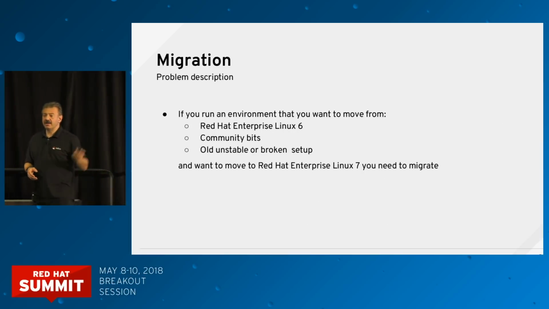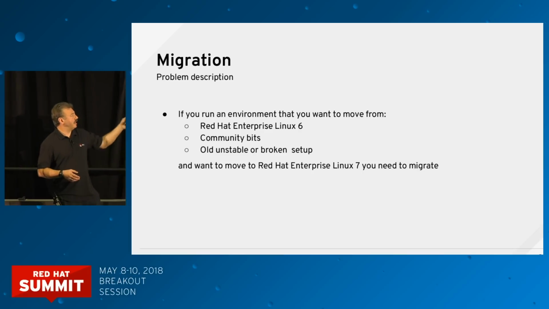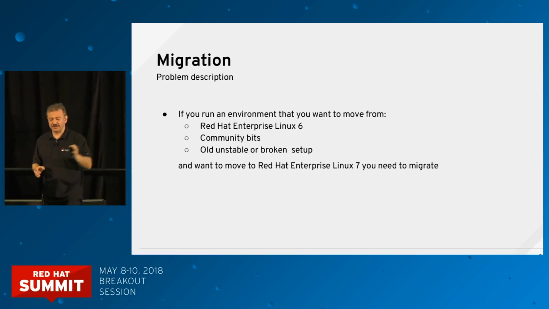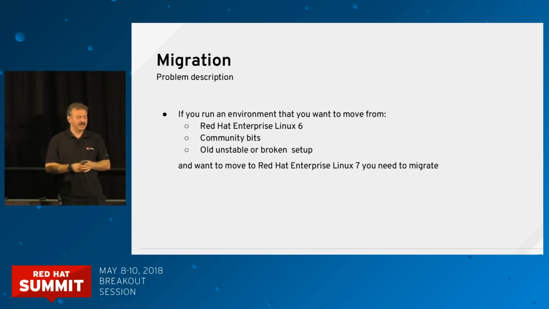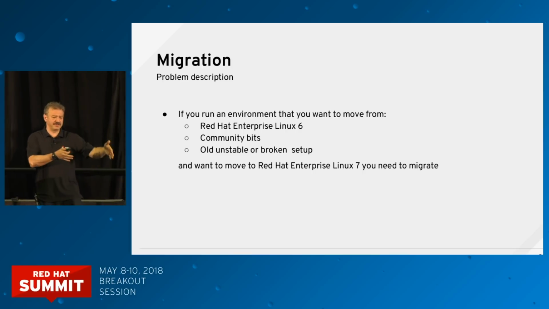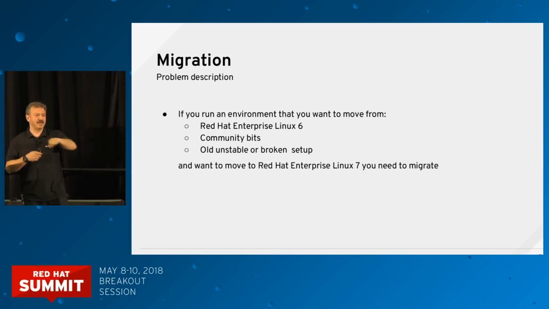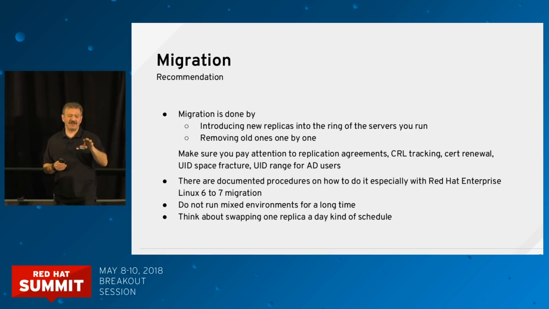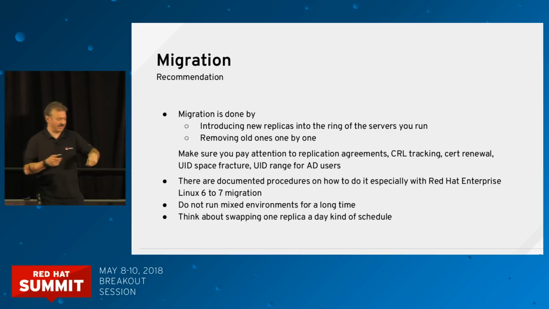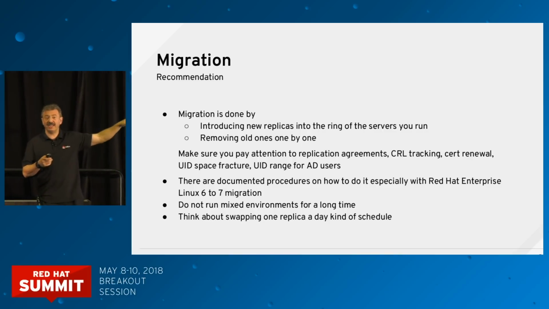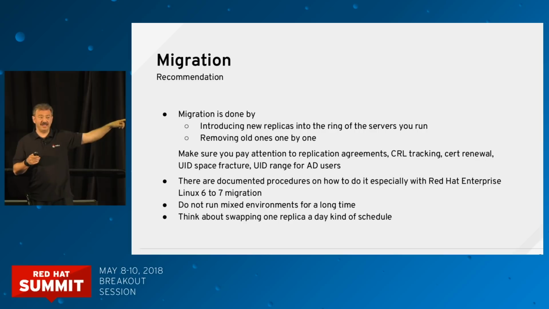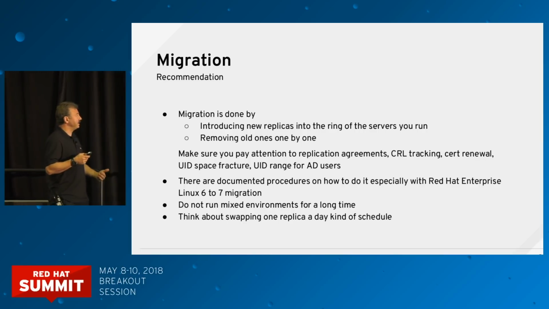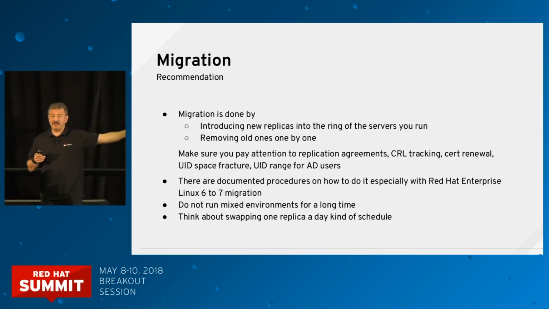Migration is another thing. Very quickly running through that, you need to run RHEL 7, and if you want to move from one environment to another, introduce replicas into the existing environment and rotate replicas out of that. So that's the recommendation, but you need to pay attention to several things when you're migrating. CRL tracking, certificate renewal, these are the things that need to be reassigned, as we talked about, and people forget about it.